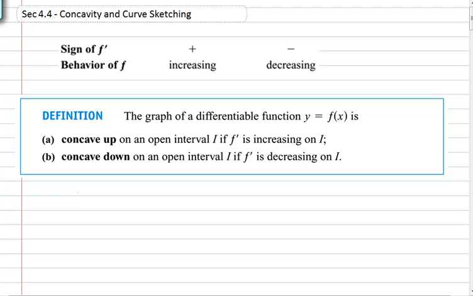Okay. This summarizes right here. This is just the summary of what we observed in section 4.3. So the sign of the derivative, if it's positive, the function's increasing. If it's negative, the function's decreasing.